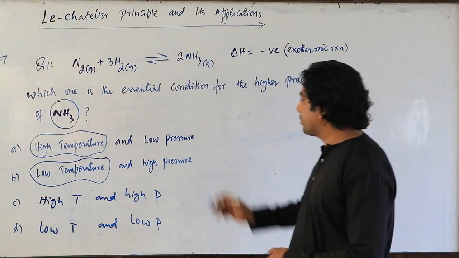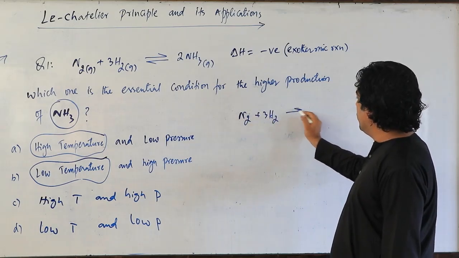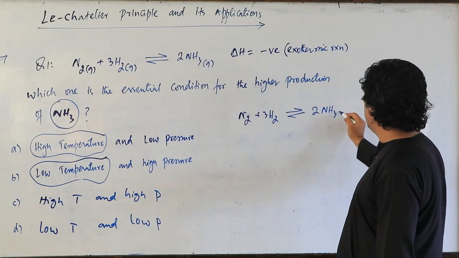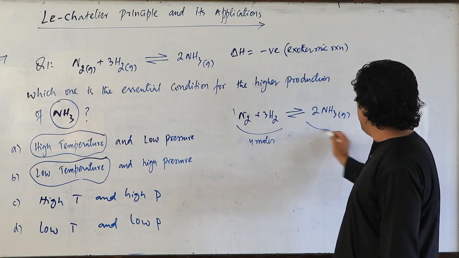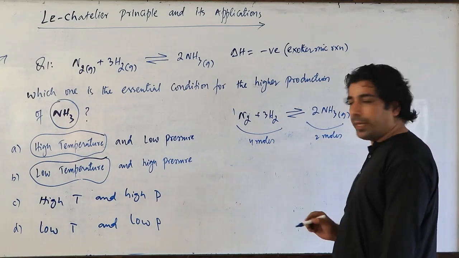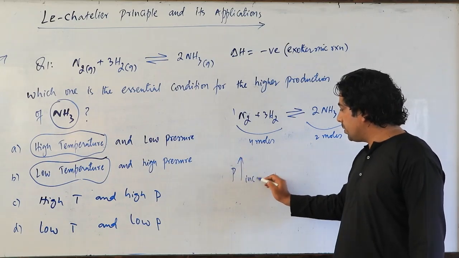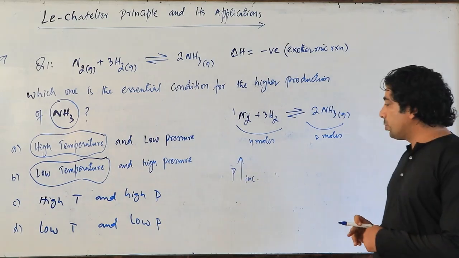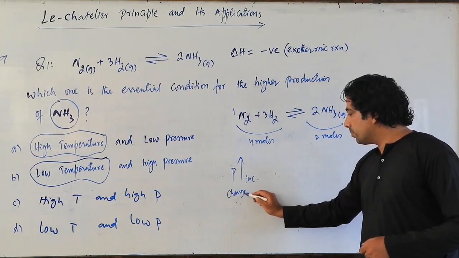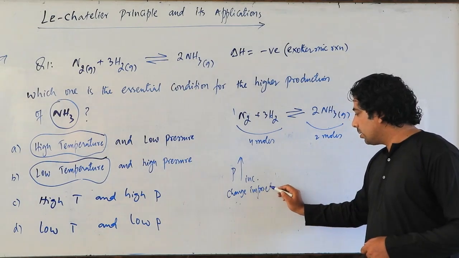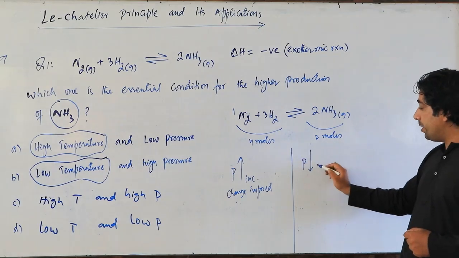So have a look. Let's take our reaction. N2 plus 3 times H2 gives me 2 times NH3. And here we have 4 moles. And here we have 2 moles. Okay? So remember always, when you are increasing the pressure, that is the change imposed, the system should oppose the change. Okay? This is the change imposed. The system should oppose the change. What is the opposite? The pressure has to be decreased.